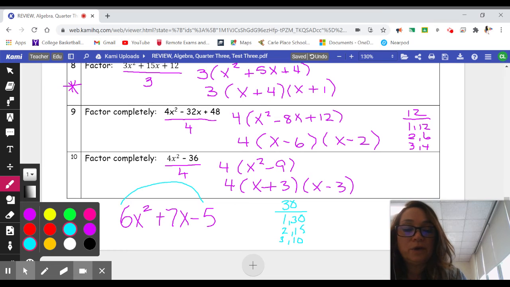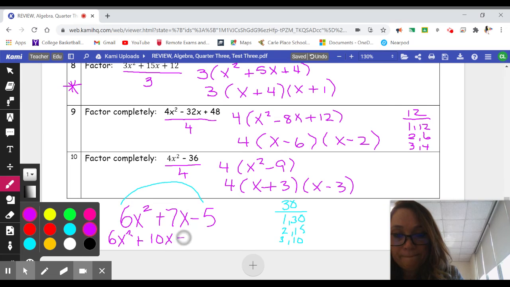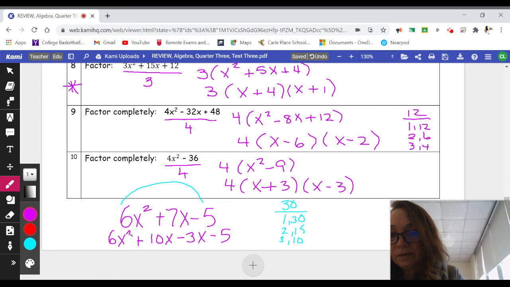Okay, so I'm going to use the 3 and the 10 to split the linear term. So this becomes 6x squared plus 10x minus 3x minus 5. I split the positive 7x into two terms, 10x minus 3x, which is 7x.